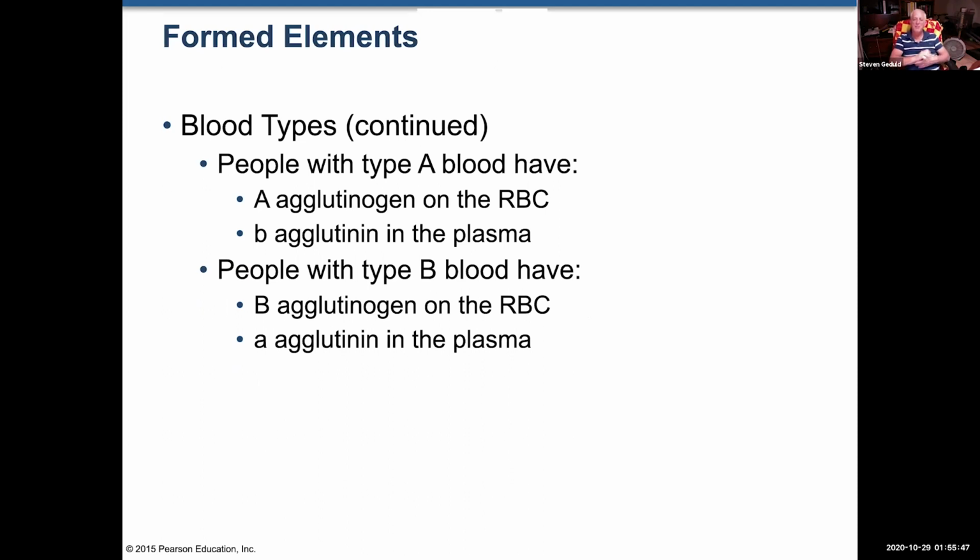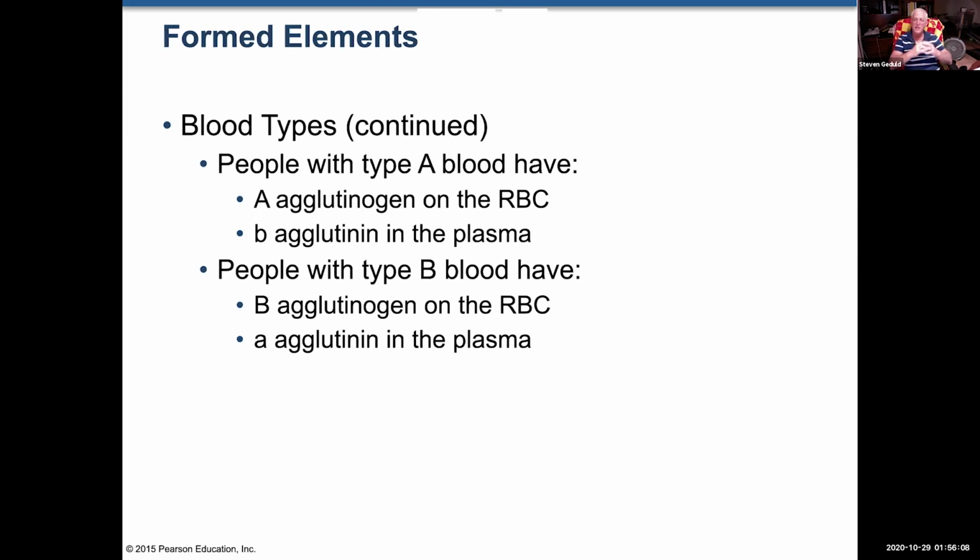People with type A blood have A surface antigen on their red blood cells, and they have antibody B in the plasma. I guarantee you'll see this on your final exam. I'm going to give you different types of blood, and you have to tell me what they match, if you can donate it or not.